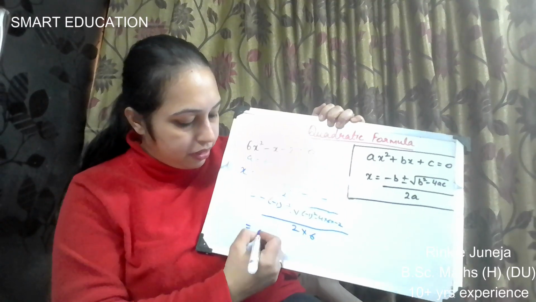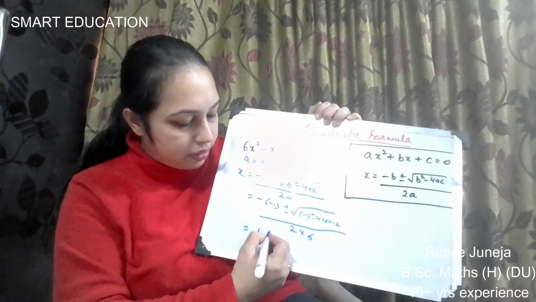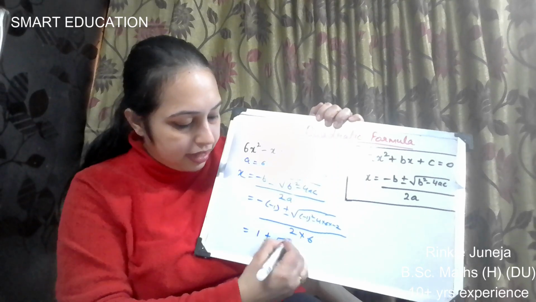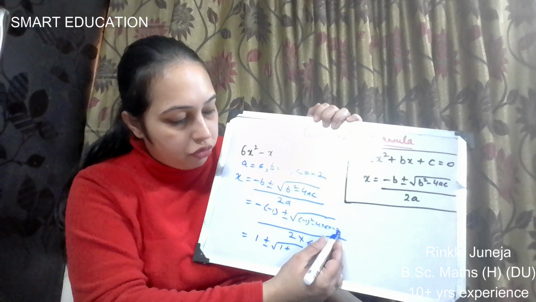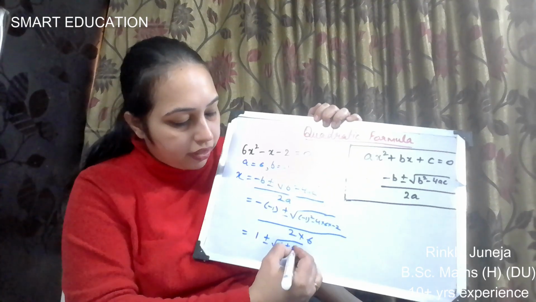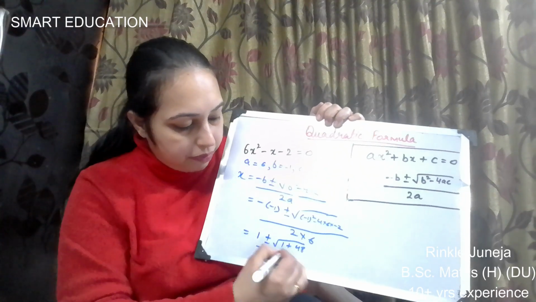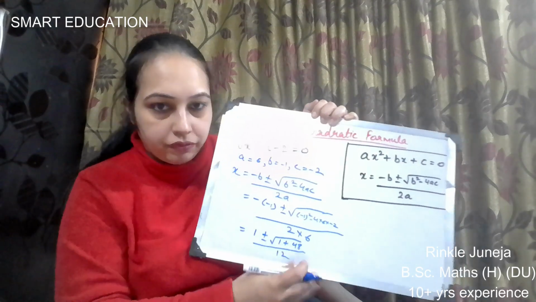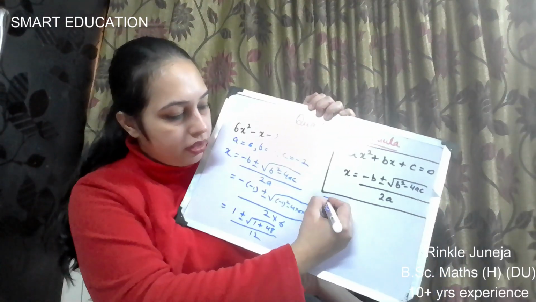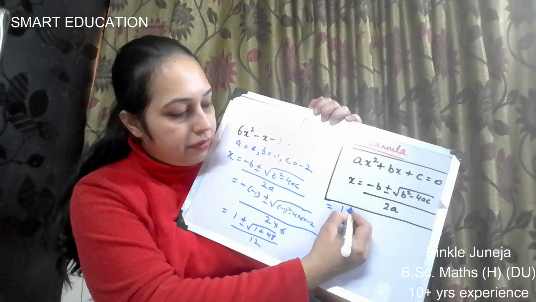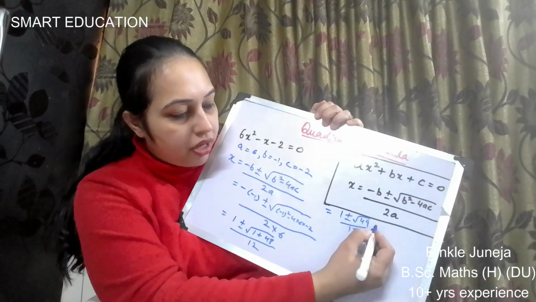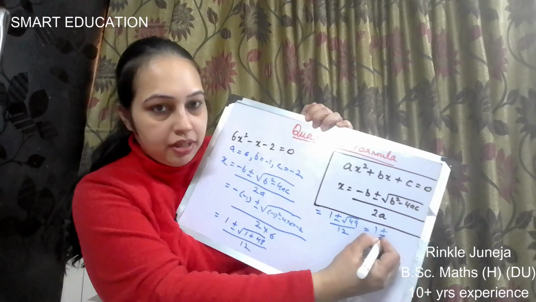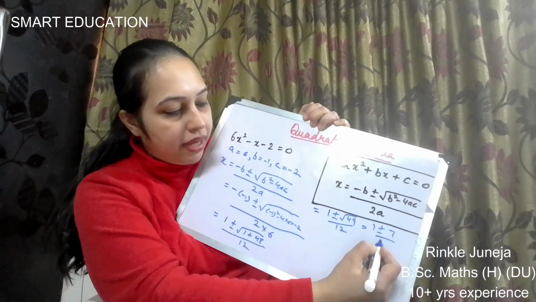So let's solve that. This becomes minus minus becomes plus, 1 ±. Inside the square root we have 1 plus 4 6s are 24, 24 2s are 48, divided by 2 6s are 12, right? We get (1 ± √49) / 12. Now we know the square root of 49 is 7, so we get (1 ± 7) / 12.